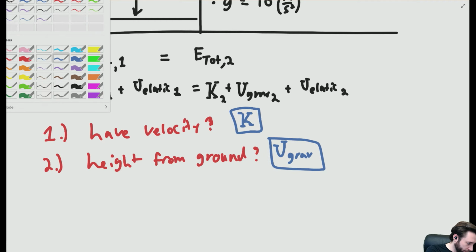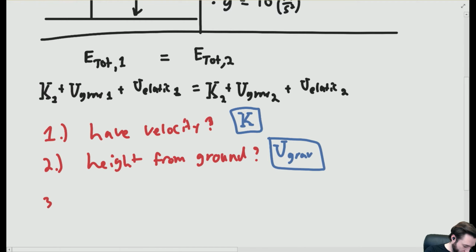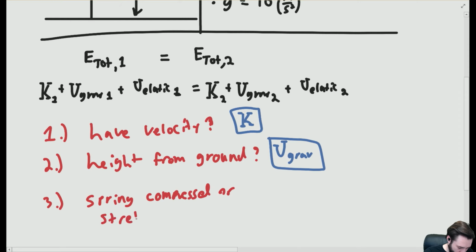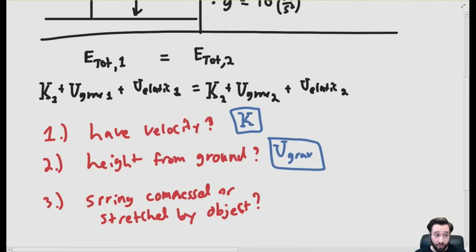And then the third one is, is there a spring that's being compressed or stretched by the object? And that, of course, is dealing with U elastic. Cool. So you ask yourself these 3 questions for each state that you have.